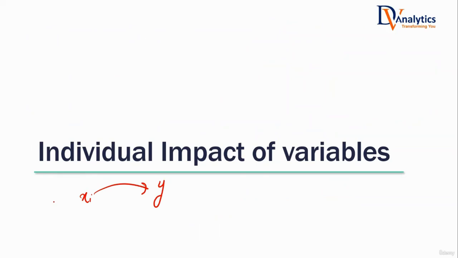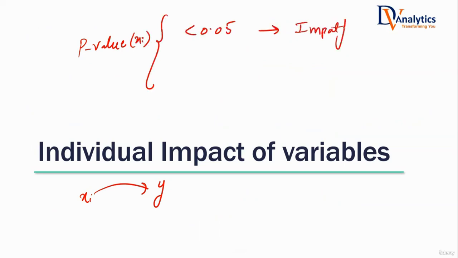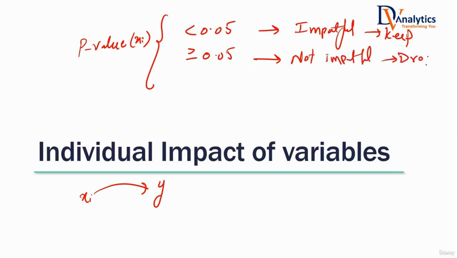Is there any statistical measure that will tell me individually whether the features are impactful or not? Yes, there is a statistical measure called p-value. Using some theory, it is calculated. This p-value is calculated for every variable xi. If the p-value is less than 0.05, that feature is impactful. You should keep such a feature. If the p-value is greater than or equal to 0.05, that feature is not impactful. You can drop that feature.